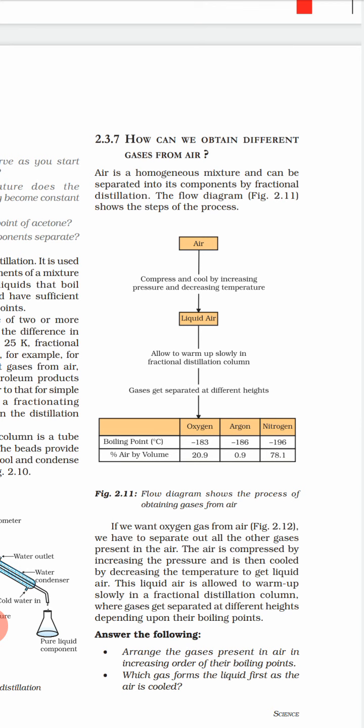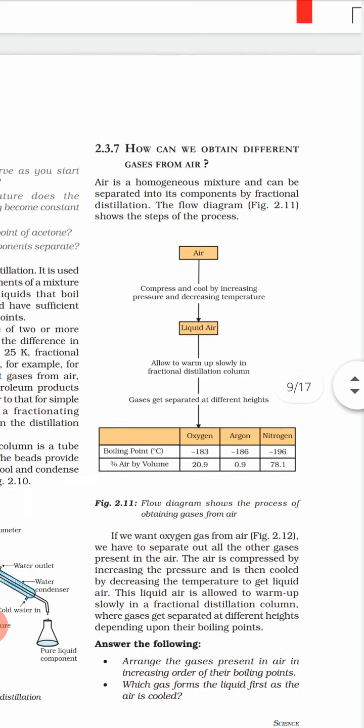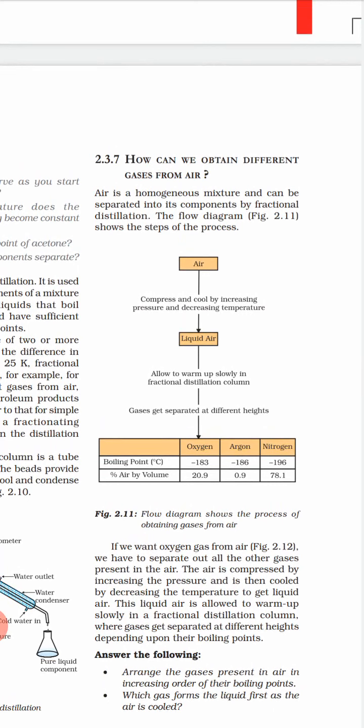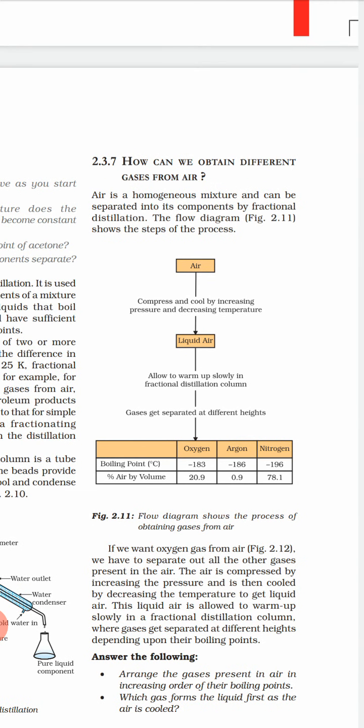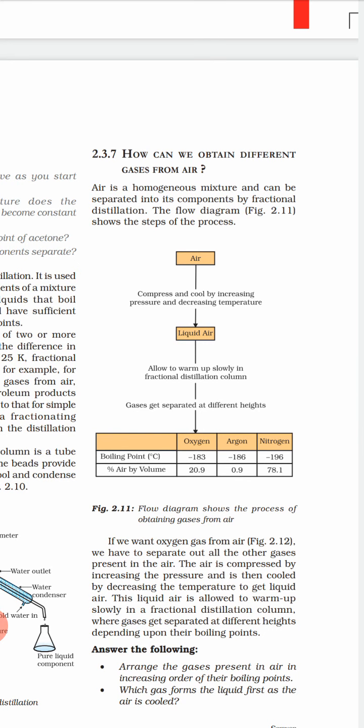So 78.1 plus 20.9, how much is that? This is 99, right? So 99% is nitrogen and oxygen together. So how much more is left? Only 1%. Now out of this 1%, argon is present at 0.9%. So how much percentage remains? 0.1%. That 0.1% is the other gases like carbon dioxide and so on.